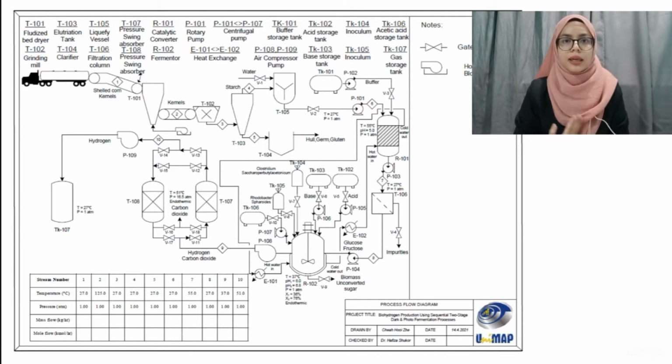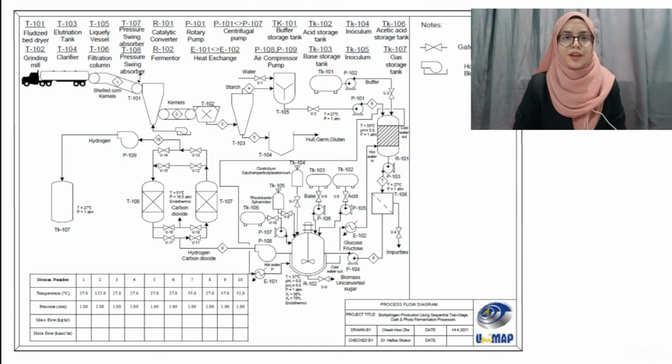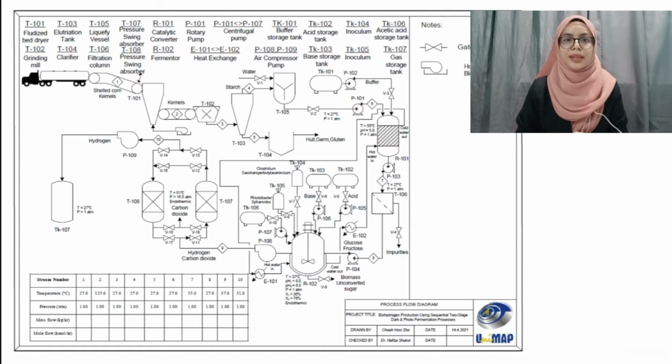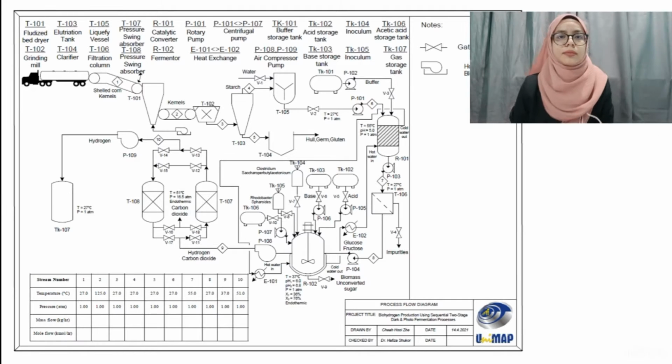TK102 and TK103 contain acid and base respectively. The function of acid and base is to control the pH during the fermentation process. Acetic acid from TK106 is to top up the acetic acid during photofermentation if the acetic acid produced from dark fermentation is insufficient. The unconverted sugar during dark fermentation will be disposed as waste.